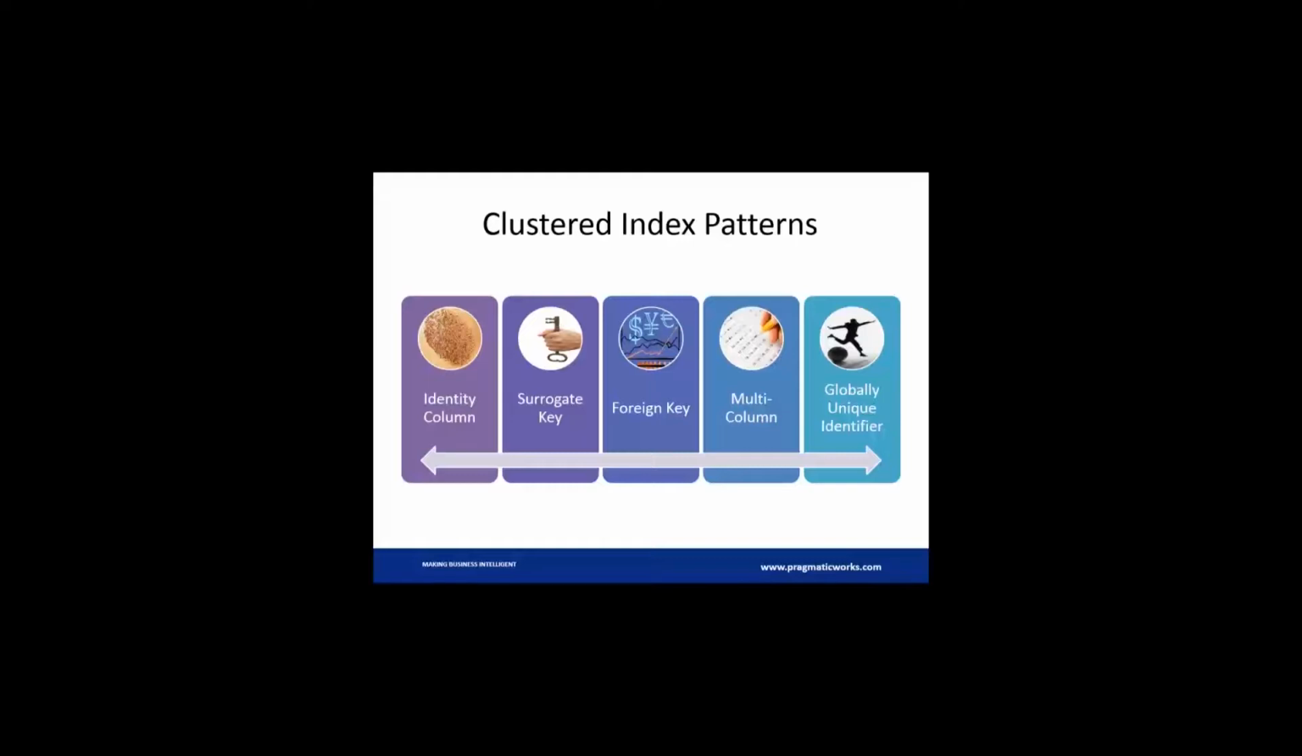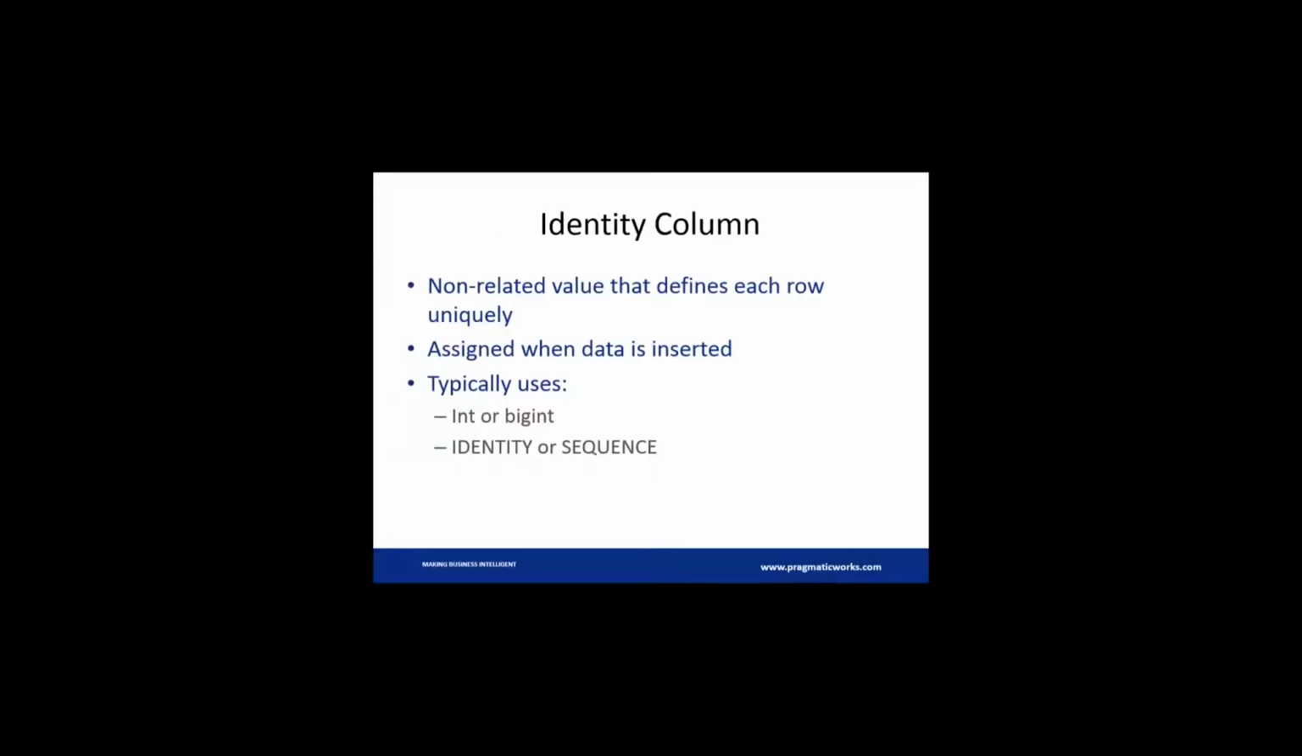But let's start off by just looking at the identity column. This is where you're going to want to start when you're building up clustered indexes for your tables. Basically, what you end up doing is you add in either an int or a big int onto your table.